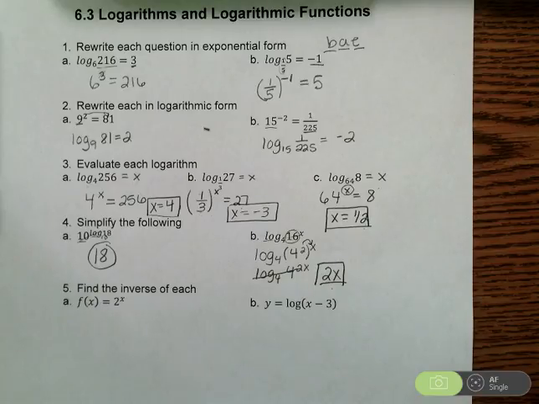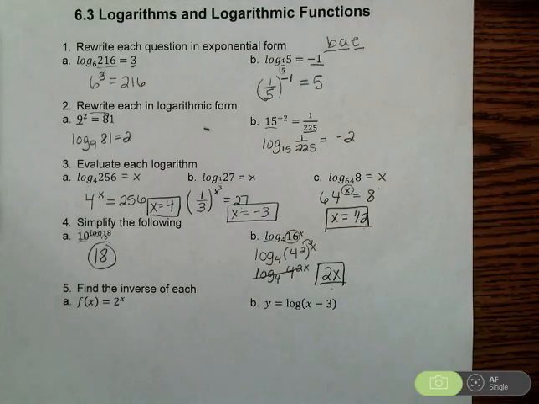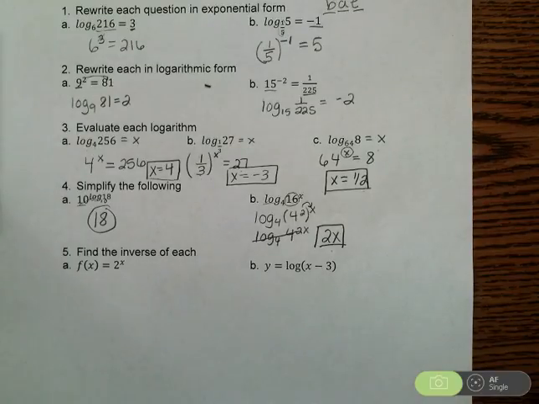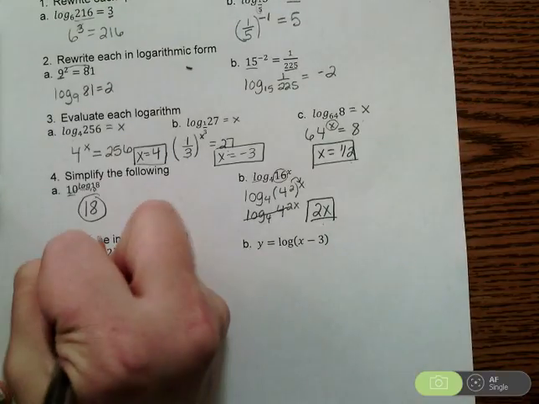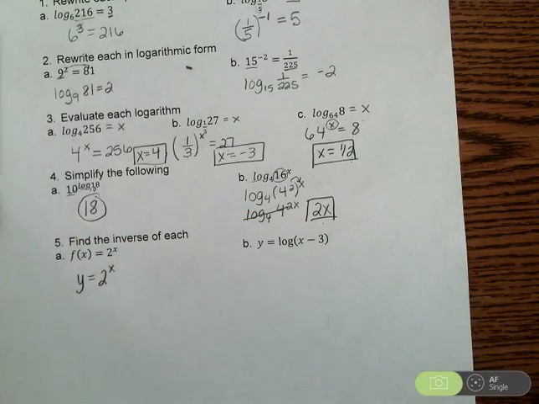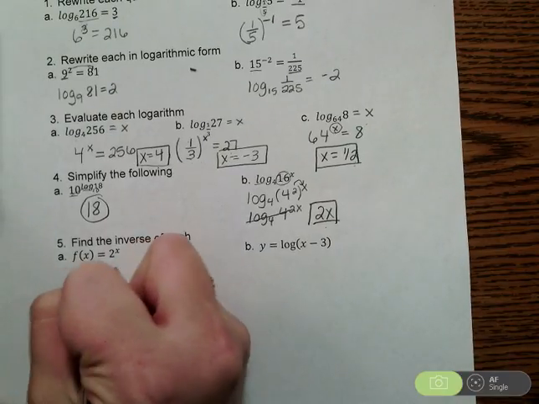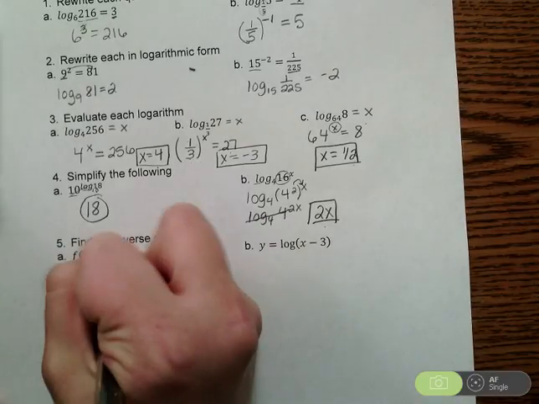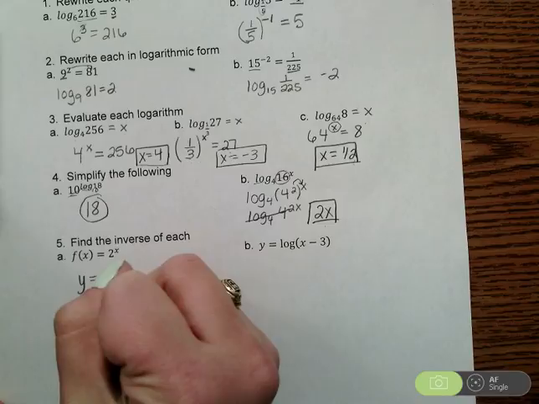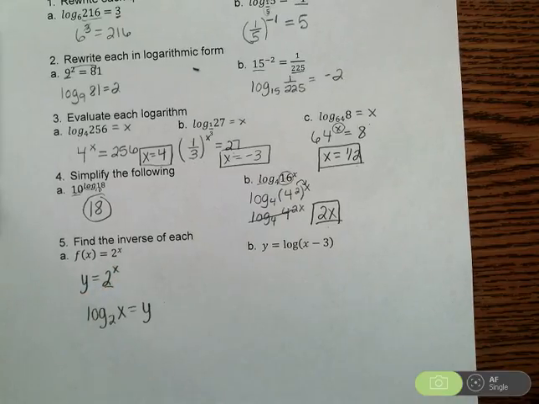All right. Now on number 5, you will have problems like this on your quiz. You will have them on your test. I highly suggest that you practice this a whole lot. 5a says find the inverse of each. If you remember, the inverse of an exponential is a logarithm. So if we've got y equals 2 to the power of x, all you have to do is change this to be the logarithm. So the log base 2, because the bases are the same, of x is equal to y.